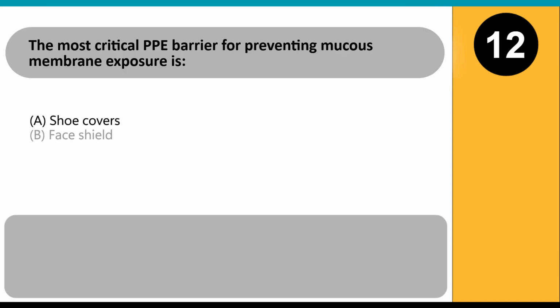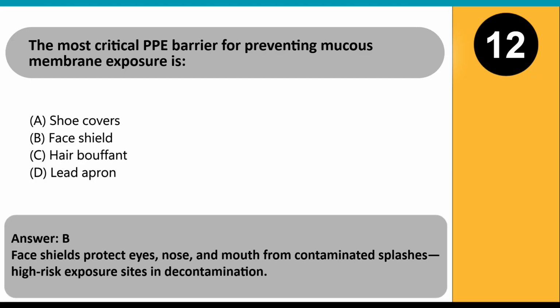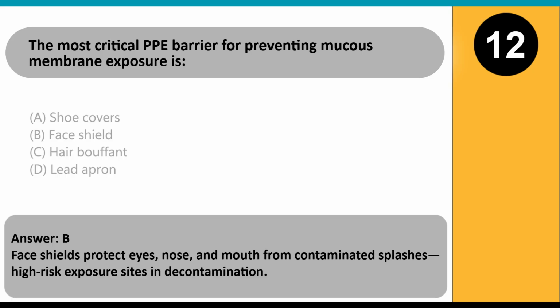The most critical PPE barrier for preventing mucous membrane exposure is A. Shoe covers. B. Face shield. C. Hair bouffant. D. Lead apron. Answer: B. Face shields protect eyes, nose, and mouth from contaminated splashes, high-risk exposure sites in decontamination.